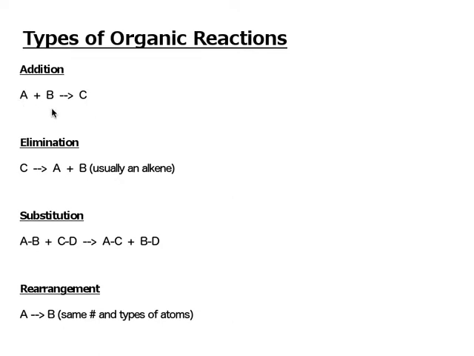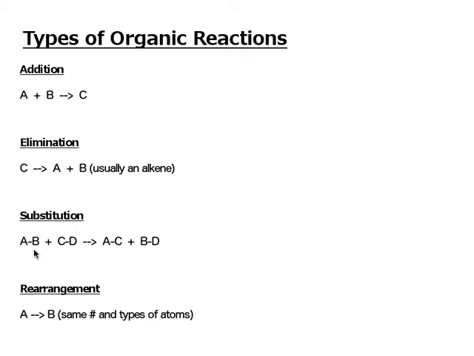Addition reactions are what they sound like. We have two reactants, A and B. One of the reactants is added to the other one to form a single product. We'll show an example of that and try to figure that out. Elimination reactions we usually think of as the opposite of an addition reaction. We have one reactant that breaks apart into two elimination products. Now, in organic chemistry, oftentimes one of those products is an alkene, and that's a clue for determining that something's an elimination reaction, is when you get an alkene product.